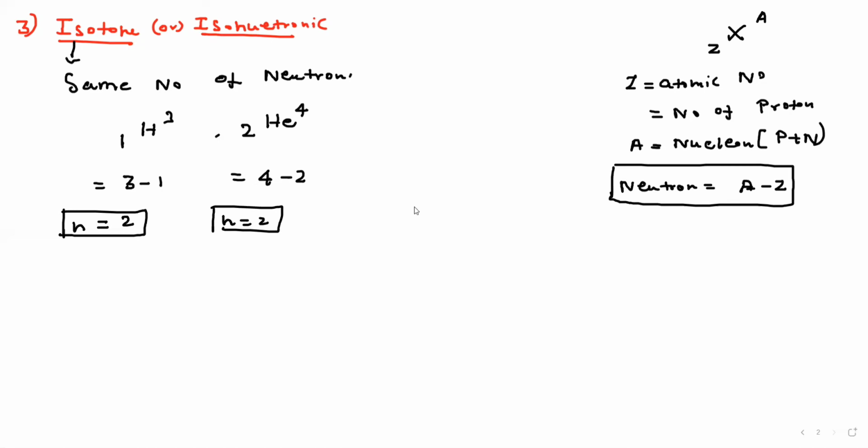Now the fourth important one, please note, is isoelectronic species. This is very important from the exam point of view.